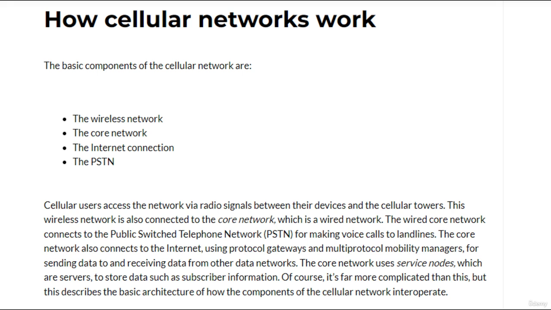The core network also connects to the internet using protocol gateways and multi-protocol mobility managers for sending data to and receiving data from other data networks. The core network uses service nodes, which are servers, to store data such as subscriber information. Of course, it's far more complicated than this.